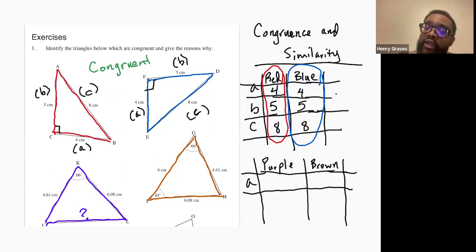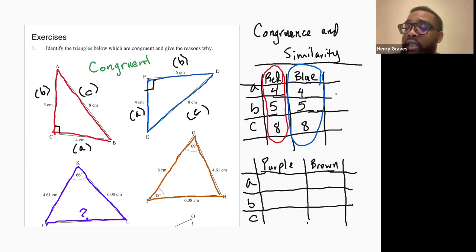Let's see. So let's do the brown side first, right? The brown side, I would say it's likely that the biggest side is going to be 6.08. So this is going to be my C. My second biggest side is going to be 6. And my smallest side is going to be this one here, 4.61.